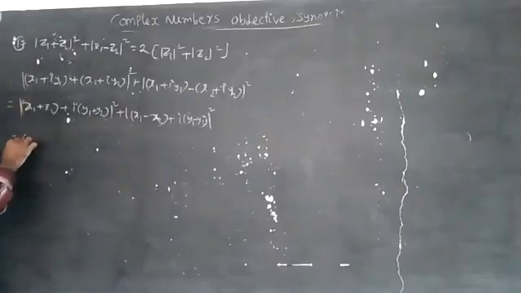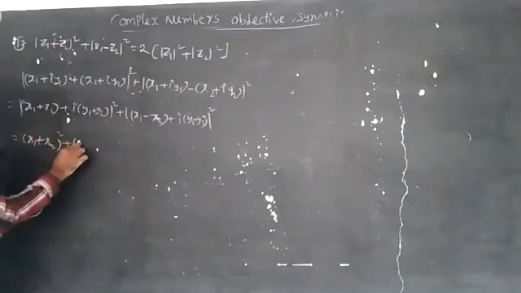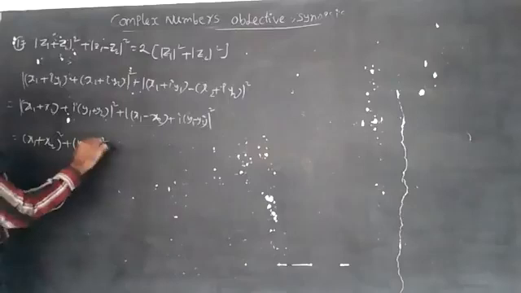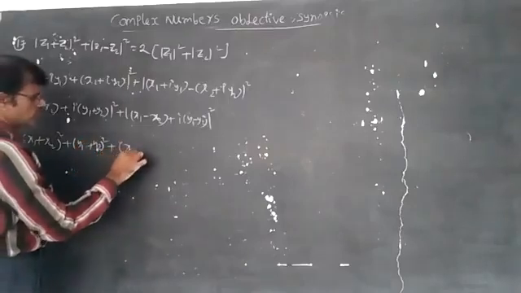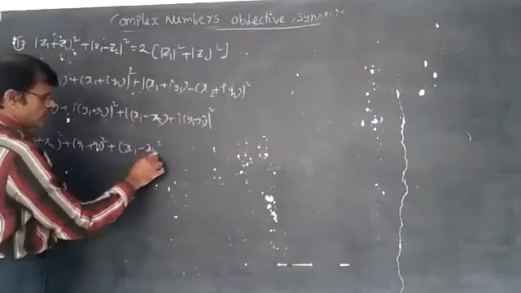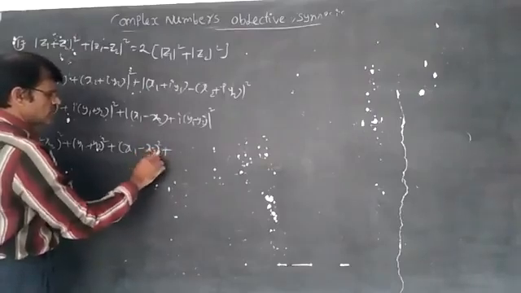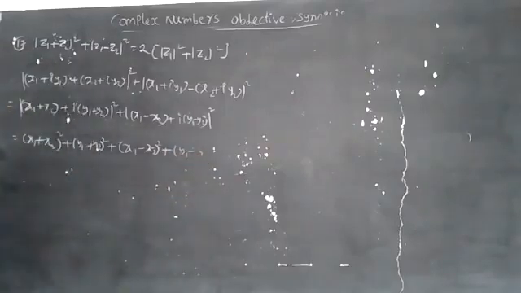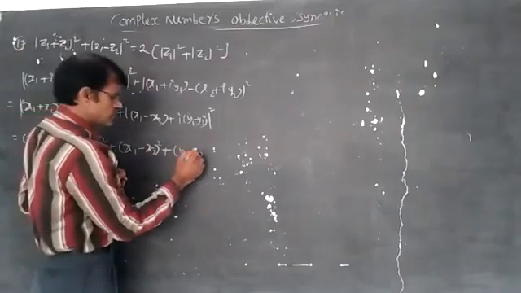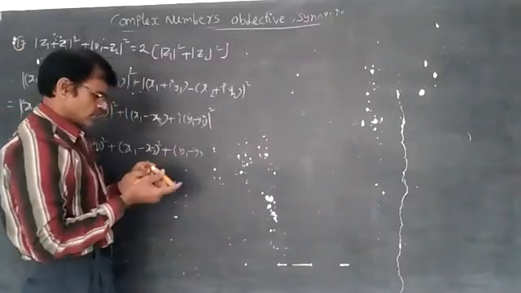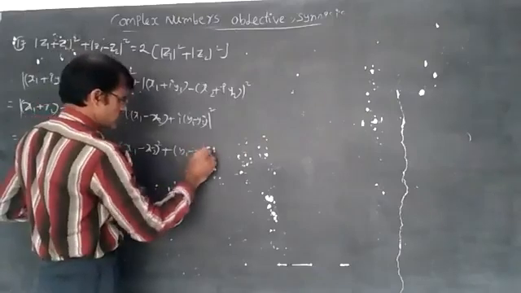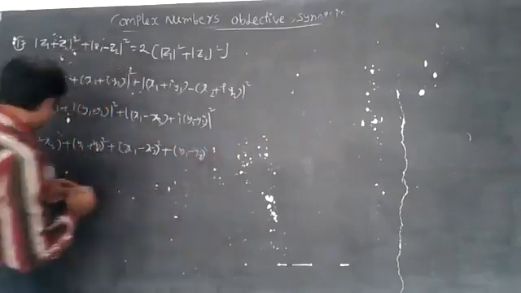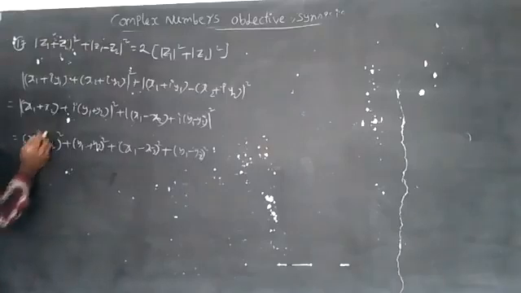So this you can understand as x1 plus x2 whole square plus y1 plus y2 whole square, plus, separate, x1 minus x2 whole square plus y1 minus y2 whole square. That is equal to, you can understand here, x1 plus x2 whole square plus y1 plus y2 whole square.